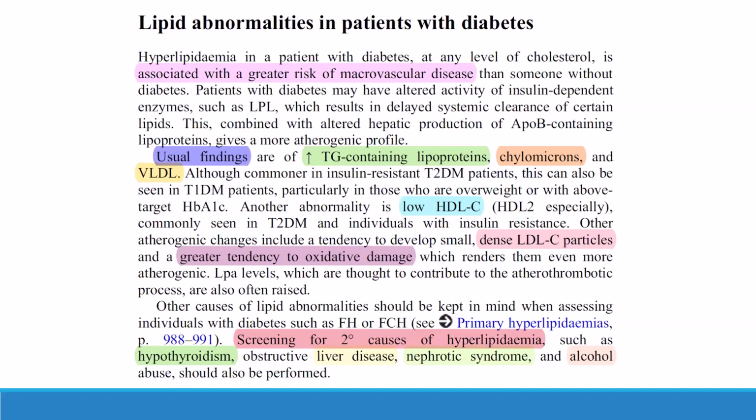The usual findings in diabetics are increased triglycerides, contained in lipoproteins, chylomicrons, and very low density lipoprotein. And of course, HDL cholesterol will be decreased. Low density lipoprotein particles will be mildly increased, with a greater tendency to oxidative damage. Screening for secondary causes of dyslipidemia is essential, like hypothyroidism, liver disease, nephrotic syndrome, and alcoholism.